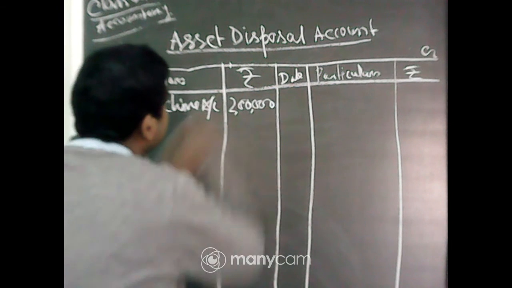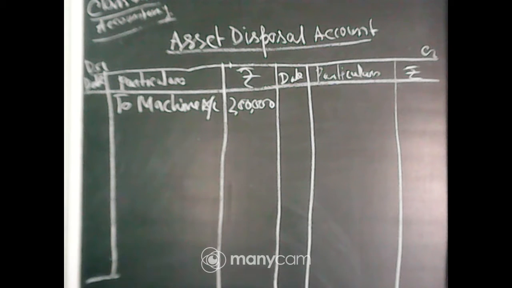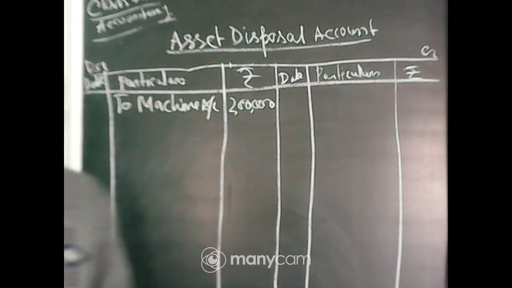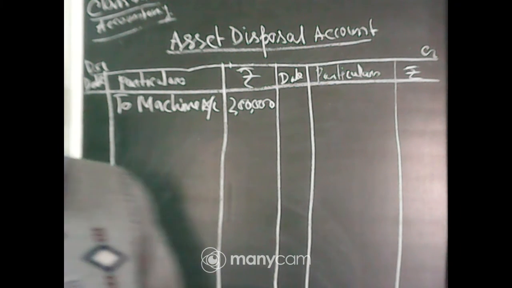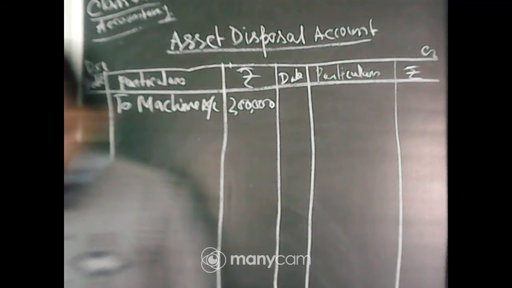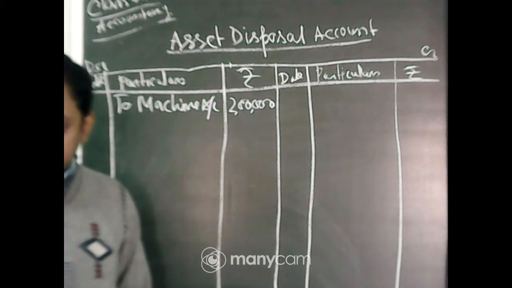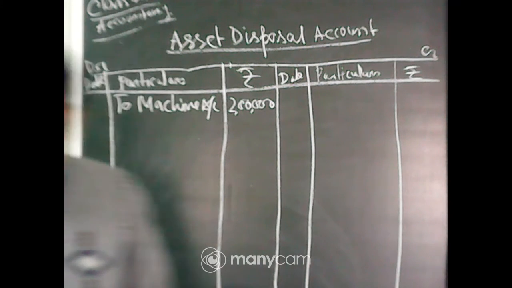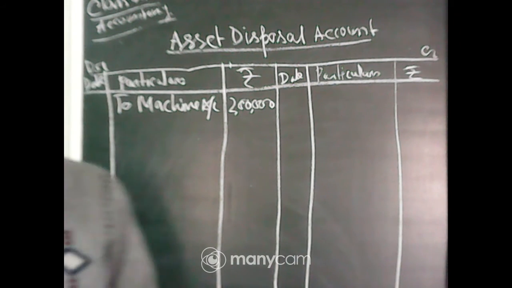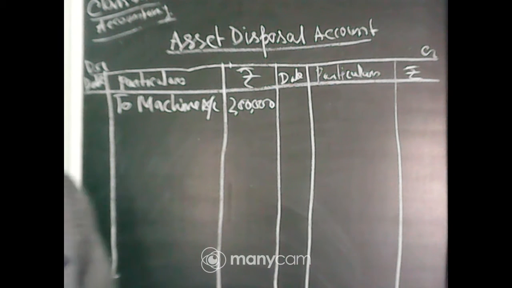We just transfer the original cost of the machine to the asset disposal account. Now here it is said that the accumulated depreciation for that machine is rupees 80,000, which means we have to transfer this from the provision for depreciation account, where the total accumulated depreciation was 80,000. So in that case, what entry do we have to pass? Provision for depreciation account debit to asset disposal account. Okay, the provision for depreciation account will be debited, and the asset disposal account will be credited.